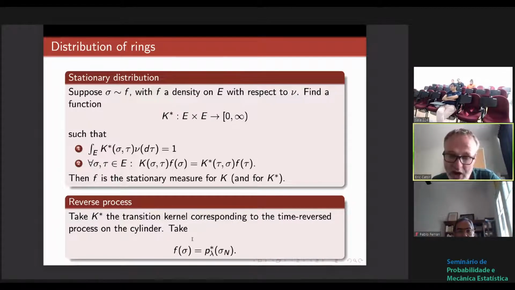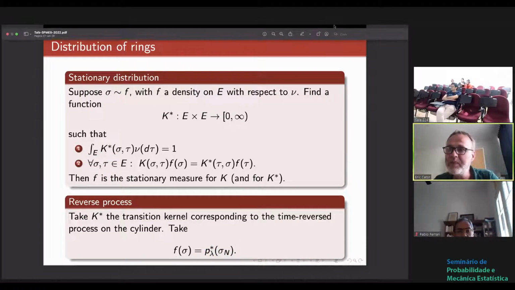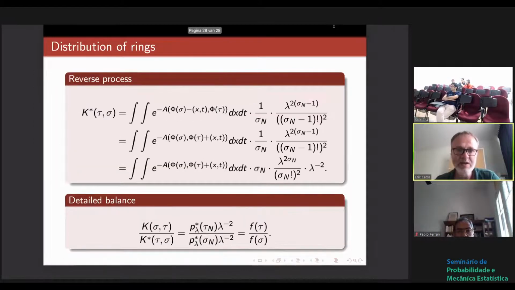That will be our K star. And of course, our guess, well, we already seen it. Our guess for F sigma is just uniform measure. And then the probability of finding sigma and minima is equal to the size bias squared Poisson distribution, like this. Okay. So now we need to make a calculation. We need to see what is the reverse process K star. What does it look like?